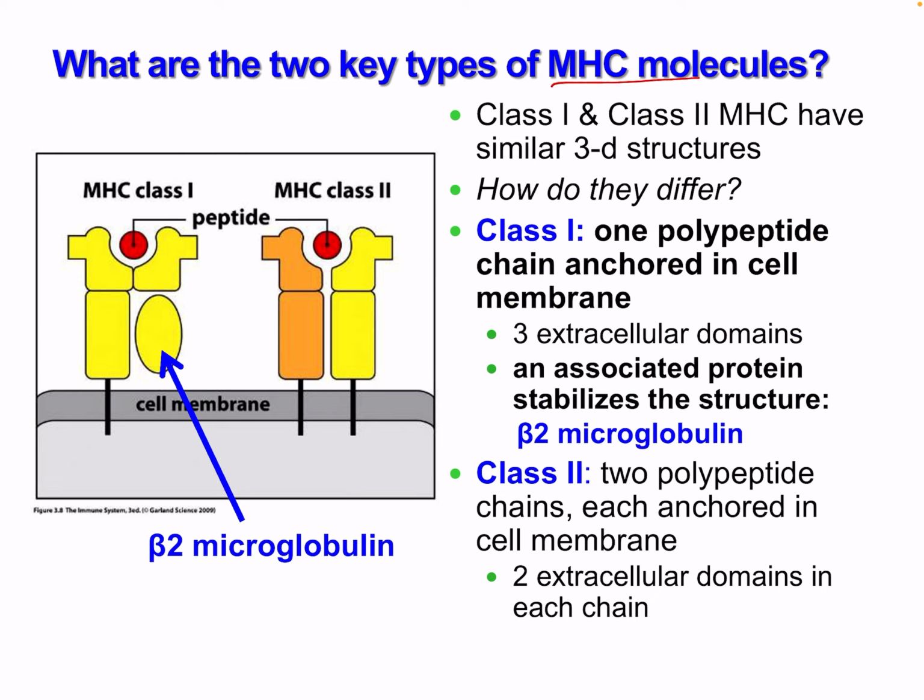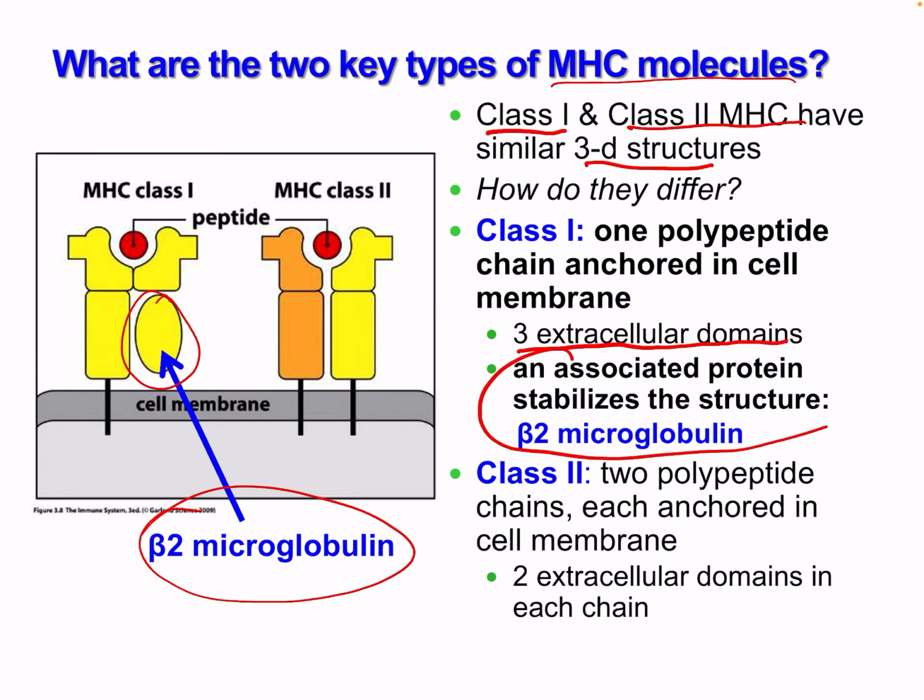So the two types of MHC molecules. We have the class 1 and class 2 MHCs, which have a similar 3D structure. So here we can see the differences. Clearly, the biggest difference is this beta-2 microglobulin, which we'll talk about later, in the MHC class 1. Class 1s only have one polypeptide chain anchored in the cell membrane. There are 3 extracellular domains and an associated protein that stabilizes the structure, which is the beta-2 microglobulin. So this is supporting stabilization. We have our class 2, which involves 2 polypeptide chains, and each is anchored to the cell membrane, and there are 2 extracellular domains in each chain.